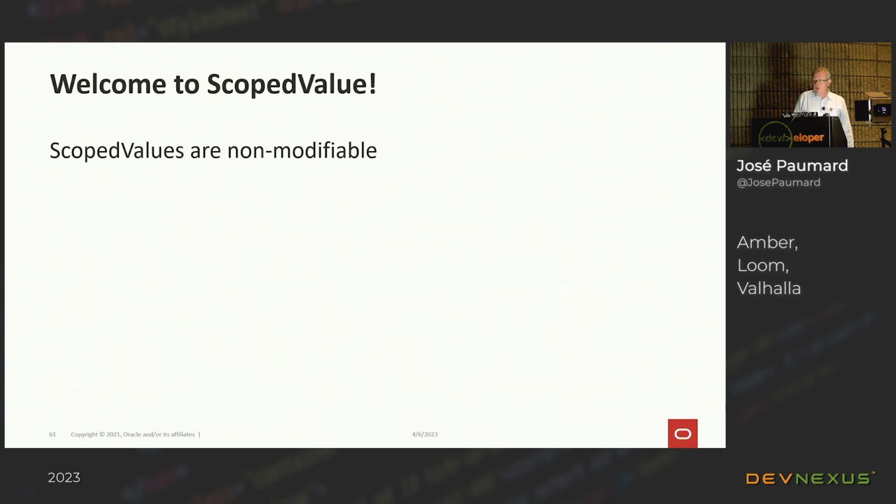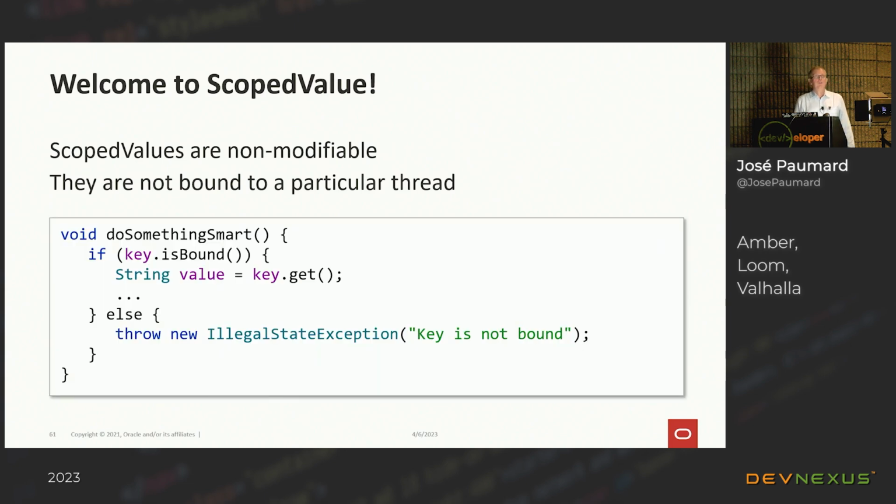Scope values are non-modifiable. They are not bound to a particular thread. Okay, and to read it, that's the code. You have an isBound method, a get method. If isBound returns false and you call get, you will have an exception, so don't do that. All right, and you can do that from wherever you want. Any thread, any scope, any whatever.